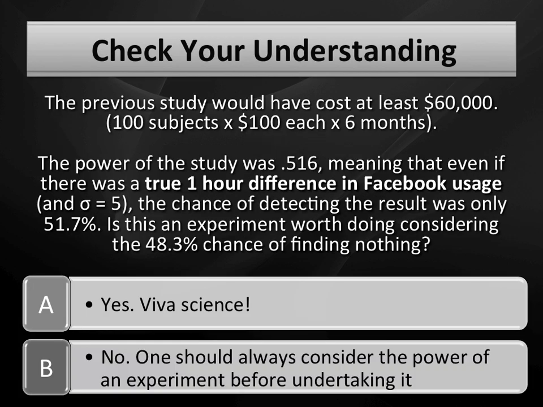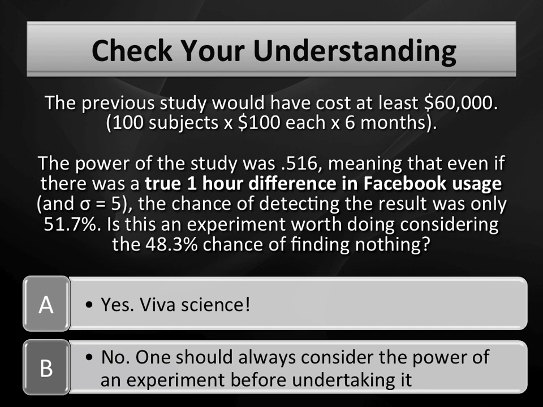Now think about this. The previous study, this one I described, would have cost at least $60,000 if they did it this way, which of course they didn't. So it's 100 subjects, $100 a month for 6 months. So the power of this study, if there was a 1 hour difference, was 0.516. So meaning that even if there was a 1 hour difference in Facebook usage and sigma was 5, the chance of detecting the result was only 51.6%.